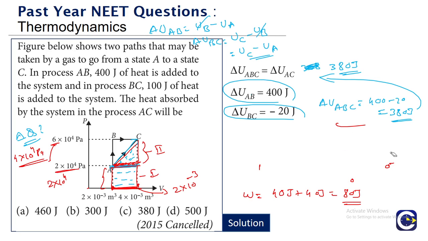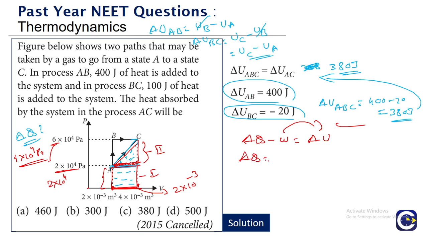So now we have for the path AC, we have the W. We have the delta U also. What is the delta U? 380. So we just have to use the first law of thermodynamics. What is the first law of thermodynamics? Del Q minus W is equal to delta U. So del Q, heat exchange, minus W is equal to delta U, right? So W we can take to the other side. So del Q is equal to delta U plus W. Minus on going to the other side will become plus.